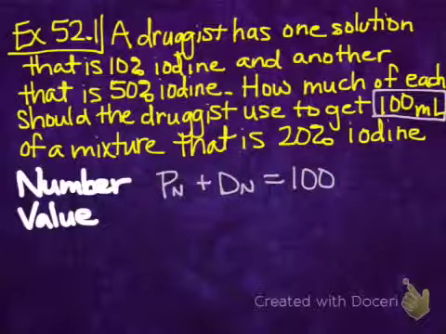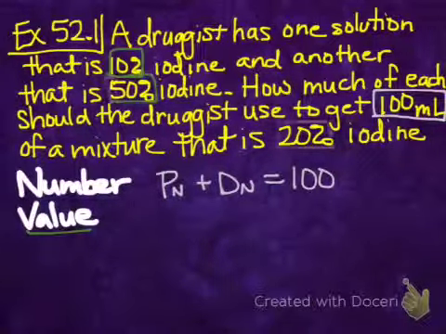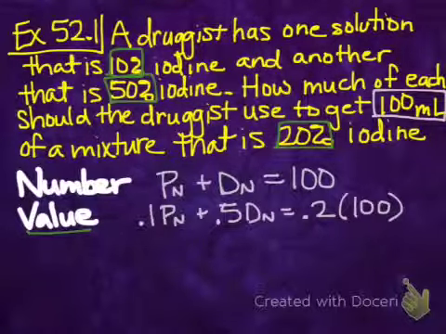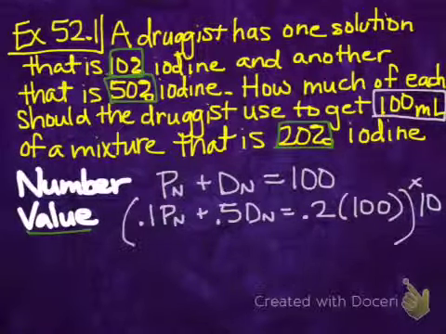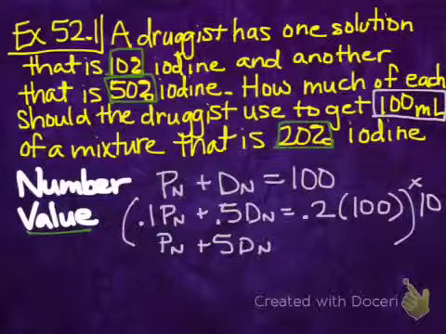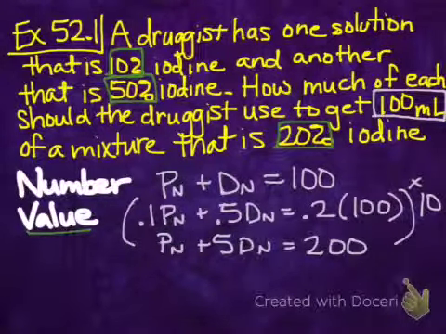Now the next one is your percent one, or your value one. So we have 10%, 50%, and 20%. So 10% of what you pour plus 50% of what you dump is 20% of the whole. So in order to solve this, you just multiply everything by 10 to get rid of those decimals. So we end up with P plus 5D equals 200.